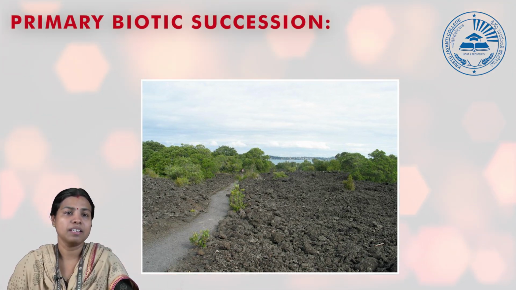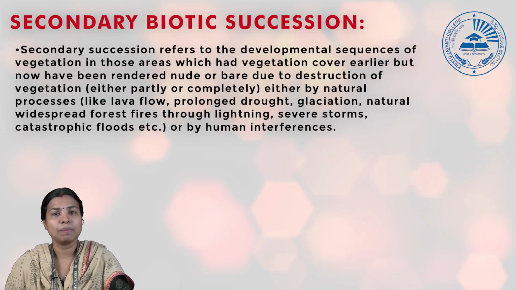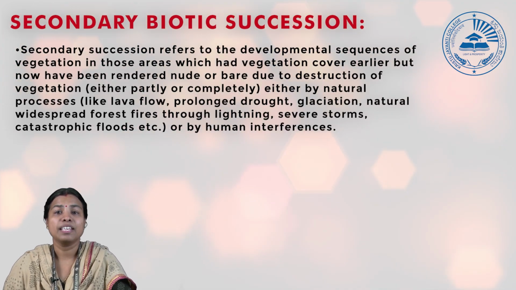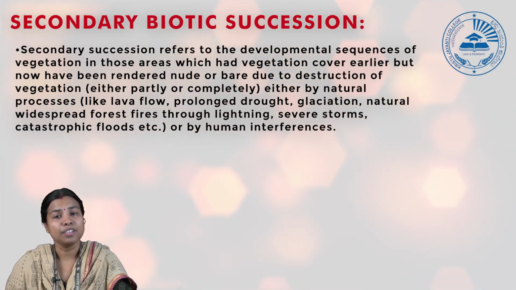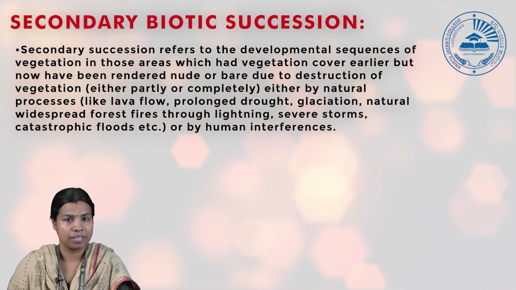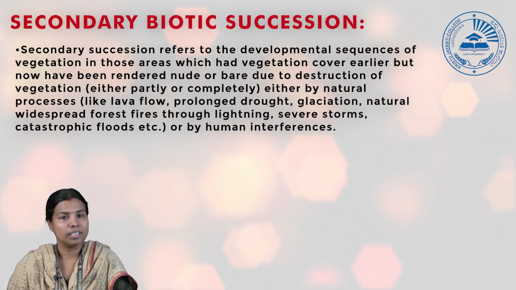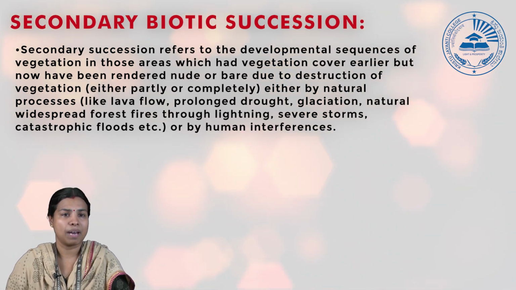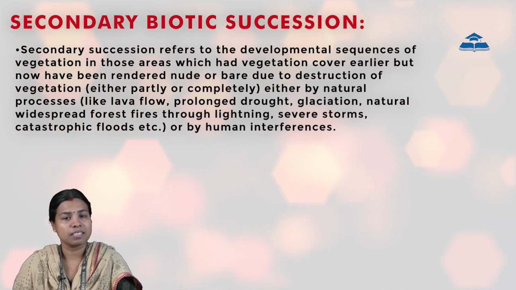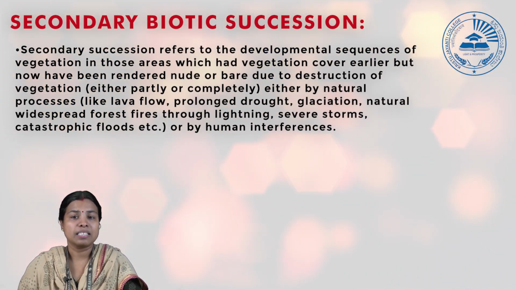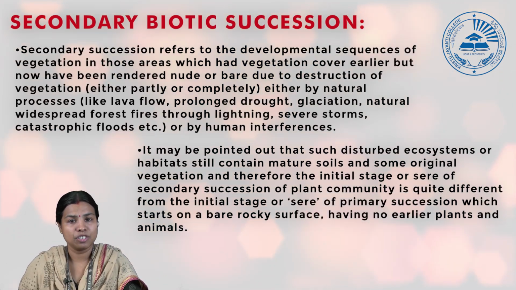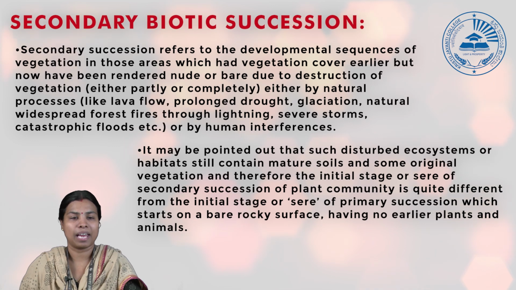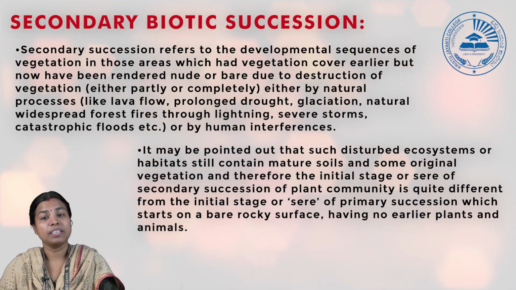Moving on to the second type, secondary biotic succession. Secondary biotic succession refers to the developmental sequences of vegetation in areas which had vegetation cover earlier but have now been rendered bare due to destruction of vegetation. That kind of colonization of the bare area is called secondary biotic succession. It may be pointed out that such disturbed ecosystems or habitats still contain mature soils and some original vegetation, and therefore the initial stage of secondary succession of plant community is quite different from the initial stage of primary succession.